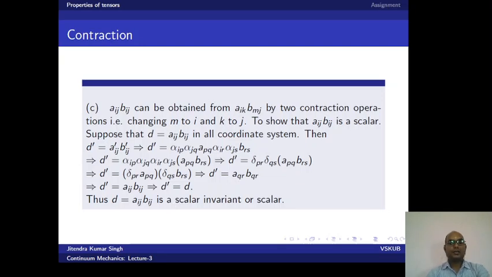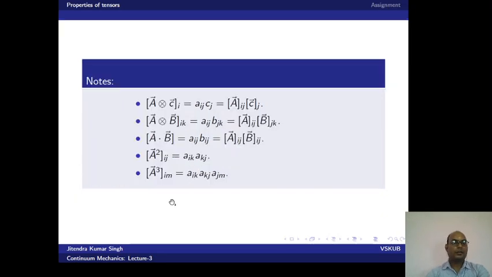So the contraction property what we discussed: if we operate one contraction operation, order will be reduced by 2, and when we apply two contraction operations, order will be reduced by 2 plus 2, means it is 4. So now in the suffix notation how we can write.